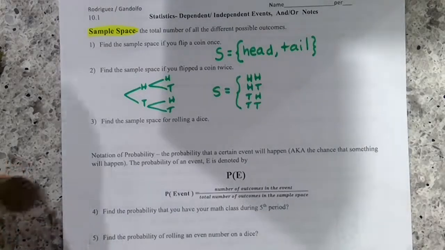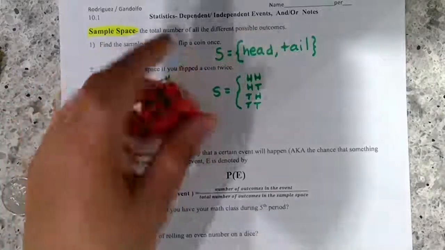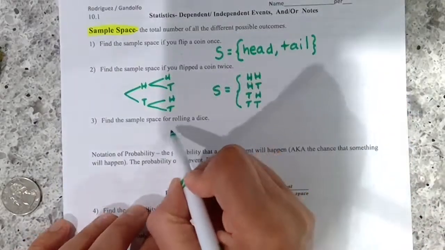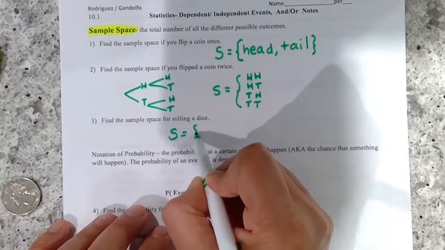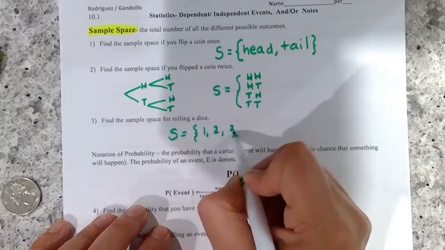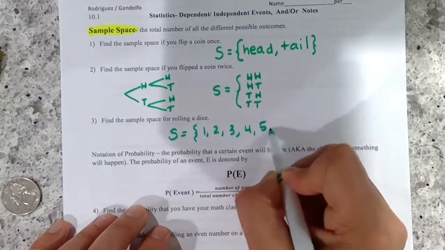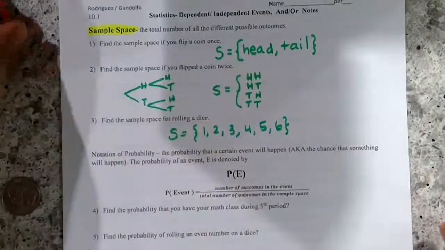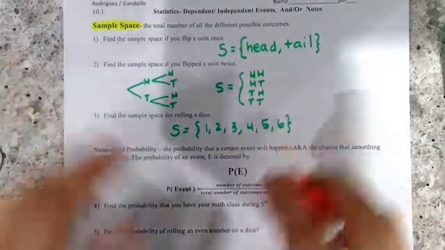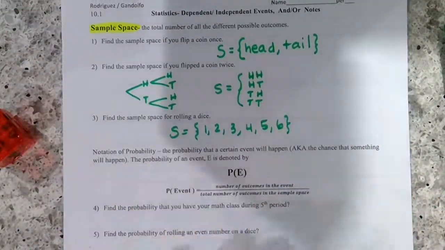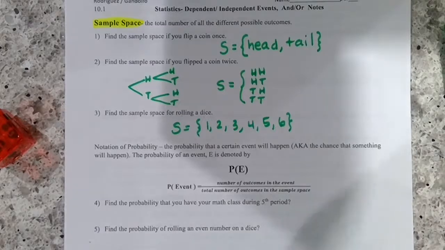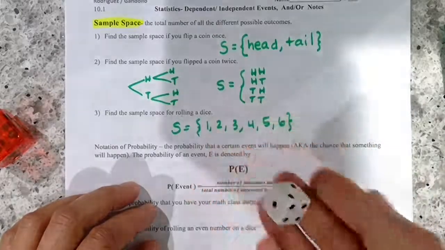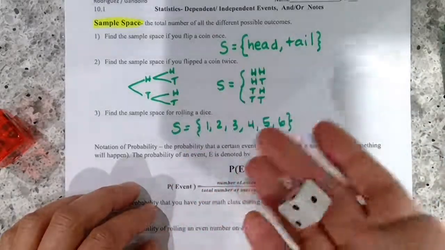Okay, so find the sample space for rolling a dice. Well, you already know that. What are your possible outcomes for rolling a dice? All right. Yeah. 1, 2, 3, 4, 5, 6. All the possible outcomes. All right. Notation. Probability. Probability is like, what's the probability that I would roll a 4? Oh, probability that I would roll a 4 is a 1 out of 6.